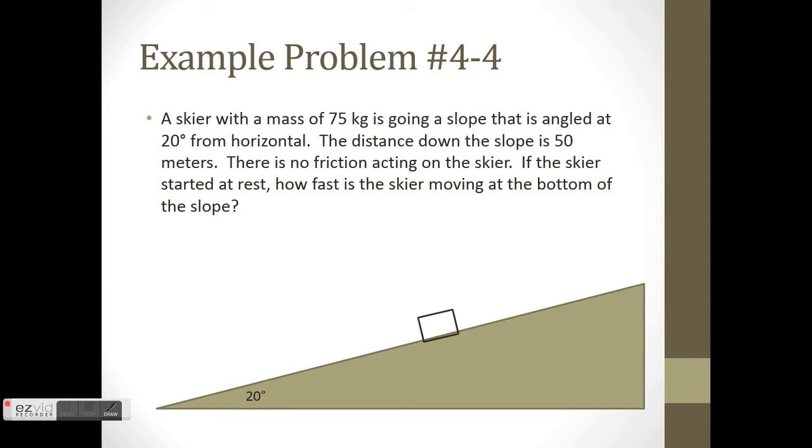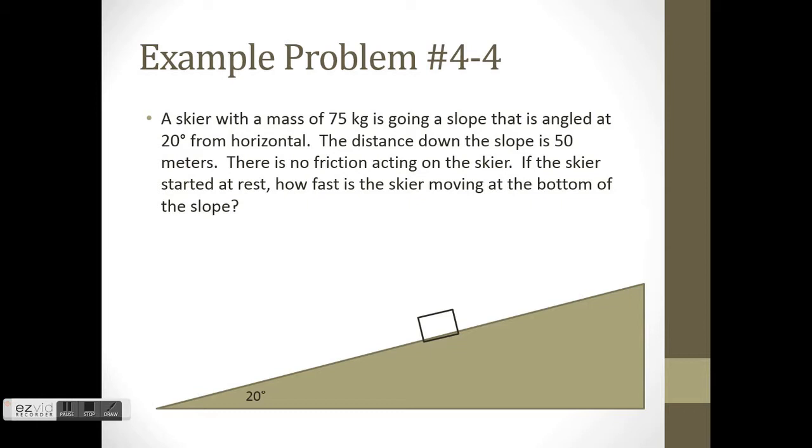Alright, so we're going to do some problems dealing with the work energy theorem, a couple of example problems, and see how this idea can be applied to some other types of problems. So here we have a skier, mass is 75 kilograms, going down a slope that's angled at 20 degrees from the horizontal in the picture shown below.